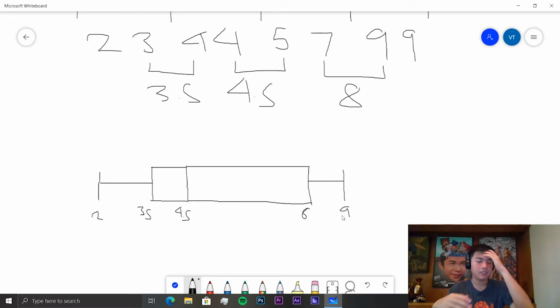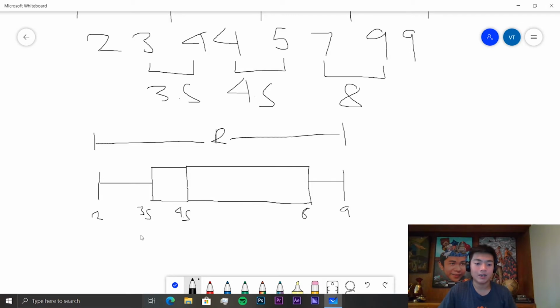It gives us a representation of both the range, which is the total length of the entire diagram, and the interquartile range, which is the difference between the first and third quartile, or the two sides of the box. And so this can be very useful in detecting if we have lots of outliers, just in a visual way.